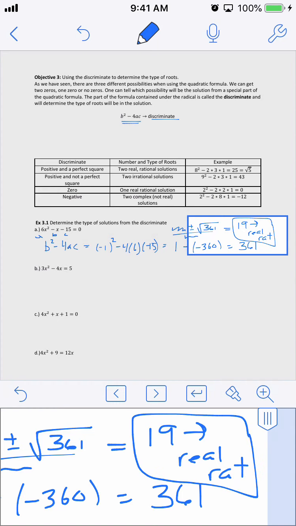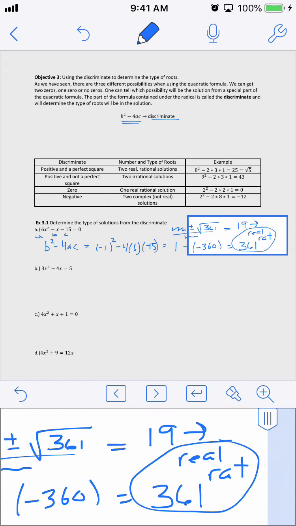So because 361, not 19, sorry. Because 361 is a perfect square, then I can actually finish the math and I can actually get some real answers. Okay, and that arguably is more important than just actually doing the problem. Okay, so that's the first one.